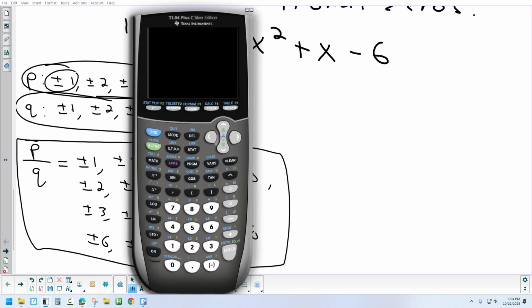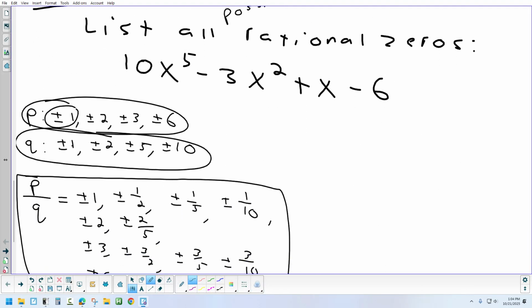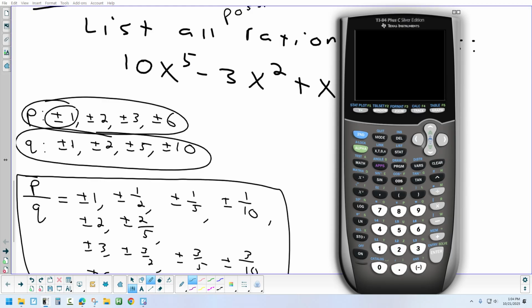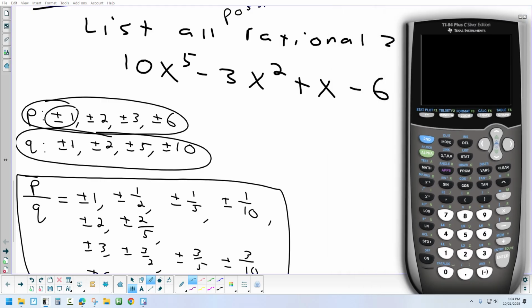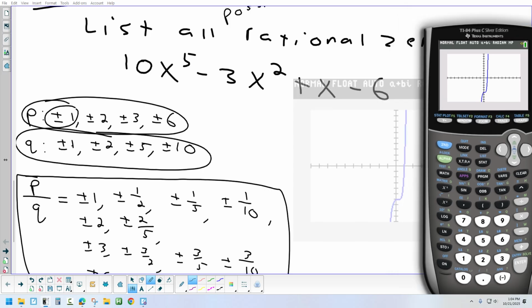Okay, so now let's see if we can narrow down the numbers in that list by looking at a picture of the graph. Yep, that's the possible rational roots. And we're going to narrow that list down. So we've got 10x to the 5th minus 3x squared plus x minus 6. So once that graphs, we're going to cross out ones that don't even look close. Okay, so there is our graph.